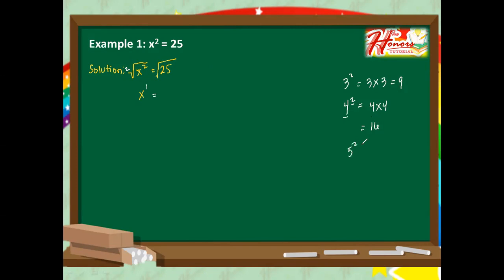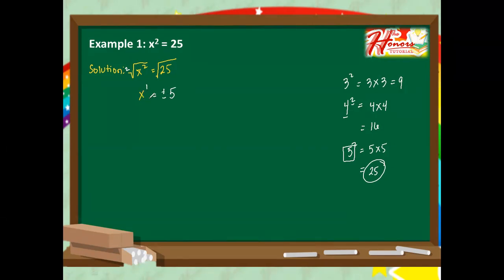So we have here 5 squared. 5 squared is equal to 25. Why? Because it means 5 times 5. So 5 times 5 is 25. So therefore, square root of 25 is 5. We will only get the base. Since we are getting the square root, that is positive and negative 5.